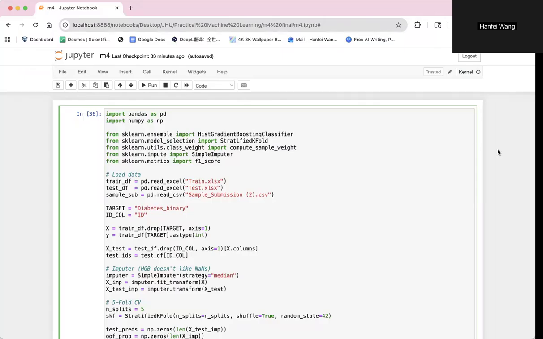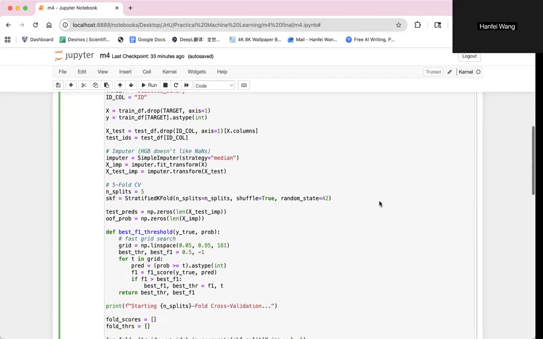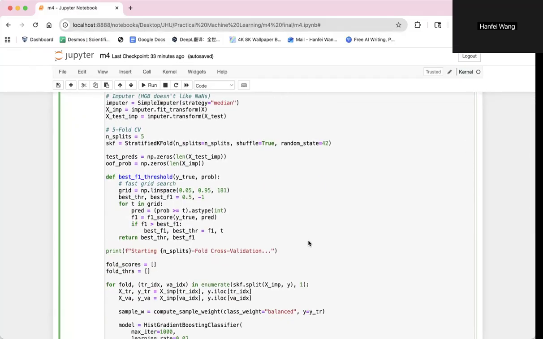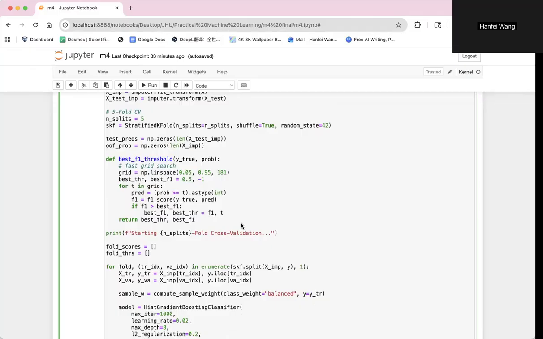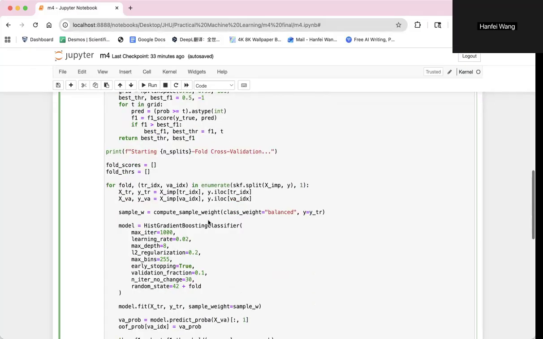Hello everyone, in this project I built a binary classification model to predict whether a person has pre-diabetes or diabetes. Because the data set is imbalanced, I used F1 score as the evaluation metric. My final model is a histogram gradient boosting classifier with five-fold cross-validation and threshold tuning.